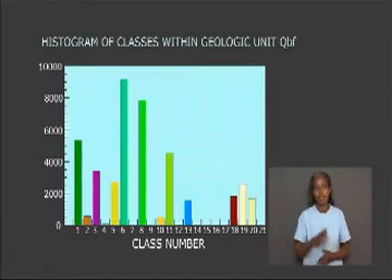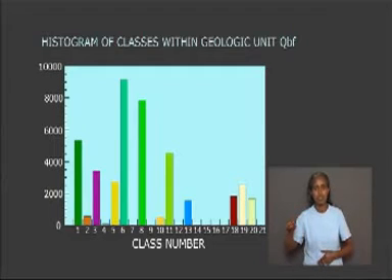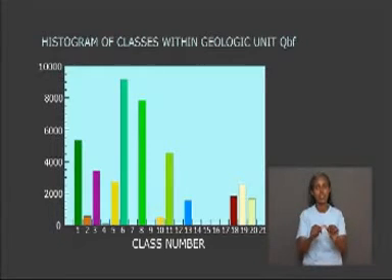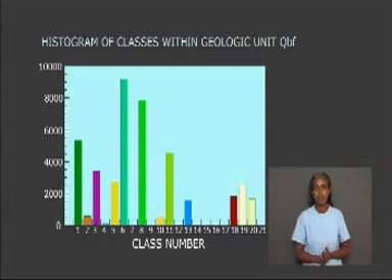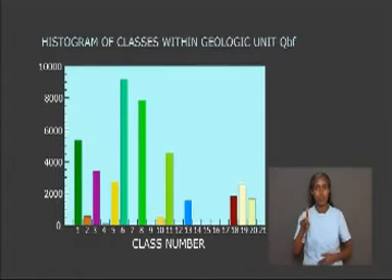A histogram, on the other hand, illustrates continuous data, so the x-axis is a continuous number line. This histogram shows a continuous number line from 1 to 21 along the x-axis.